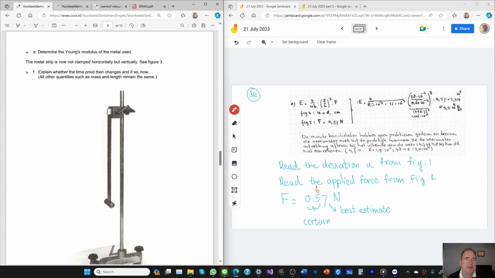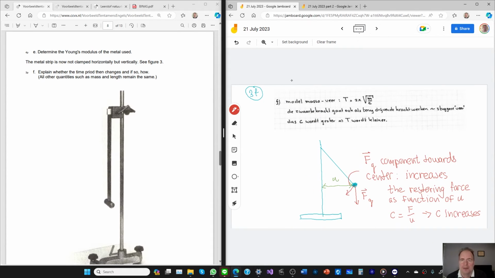But now we're going to clamp it vertically. Now, will the time period change? Well, from the equation for the period, we know that it is proportional to the square root of m over c, the spring constant. Now, we also know that this spring constant basically tells you the force if you know the deviation.